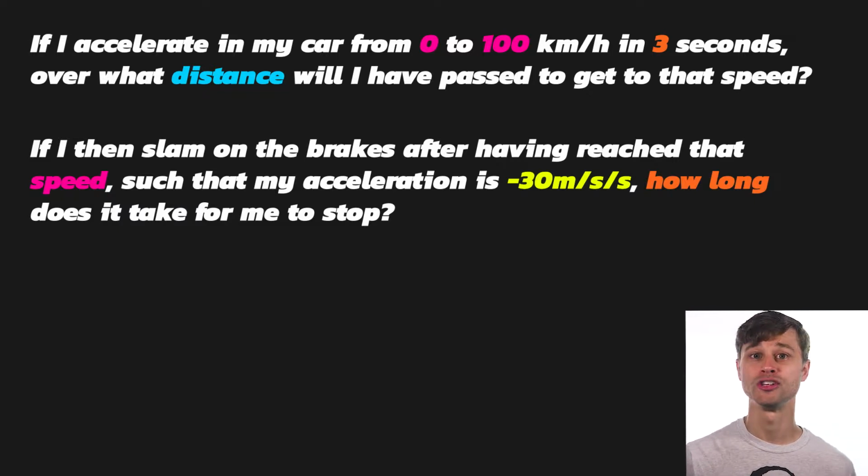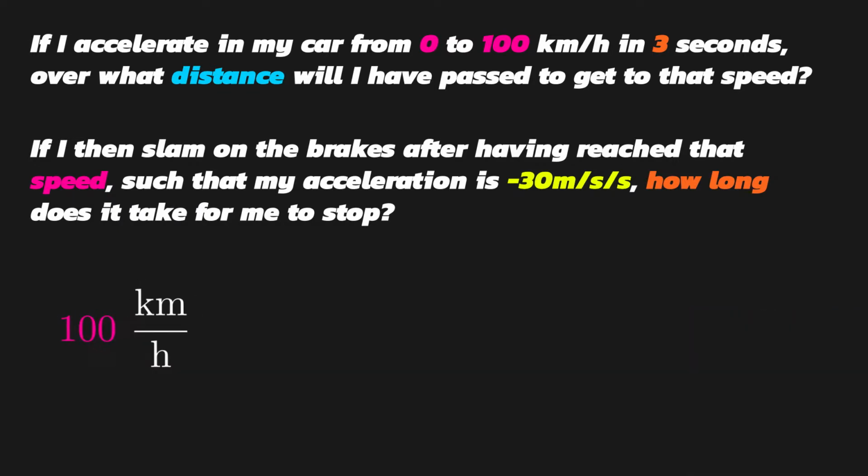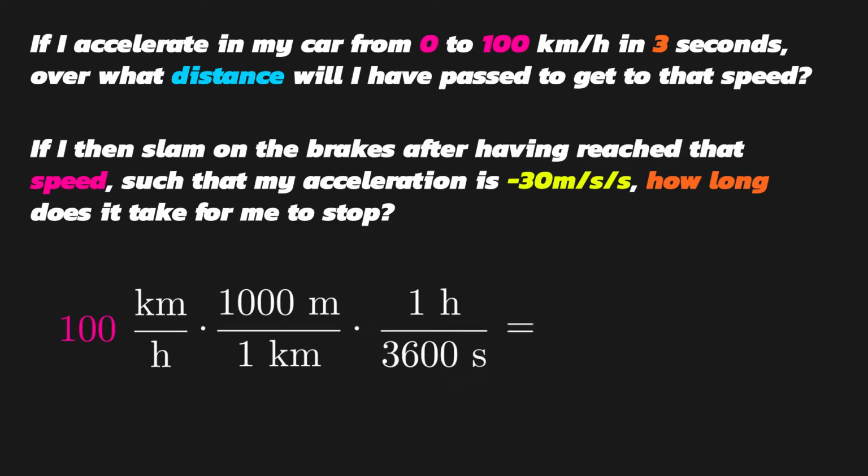So the first thing we want to do is convert everything to standard units. So 100 kilometers per hour, after having done some dimensional analysis, I find that that's about 27.8 meters per second. Time is in seconds, so our distance that we want to find is going to be in meters. Later on in the second part of the problem, the answer will be in seconds.